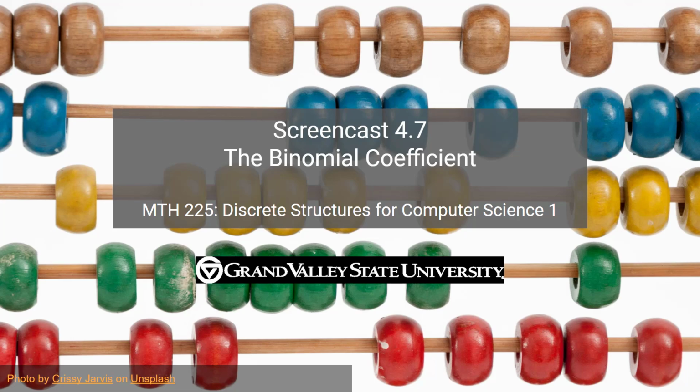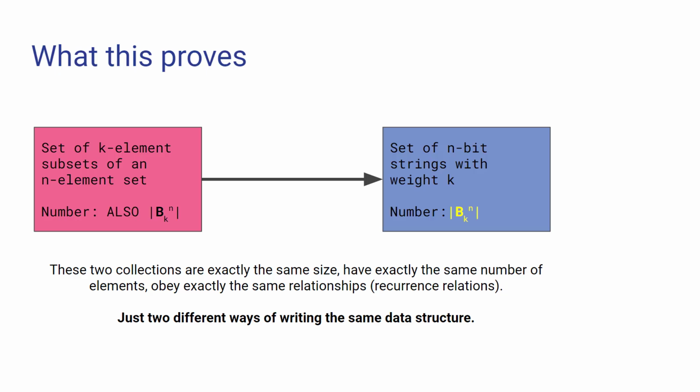In this mini-series of videos, you've learned a lot about counting complex arrangements. You've learned some techniques and some tricks for counting, as well as some pitfalls to avoid when solving a problem about counting. There's one finding from what we've seen that really stands out. That's the fact that the number of n-bit strings with weight k is the same as the number of k-element subsets of an n-element set.